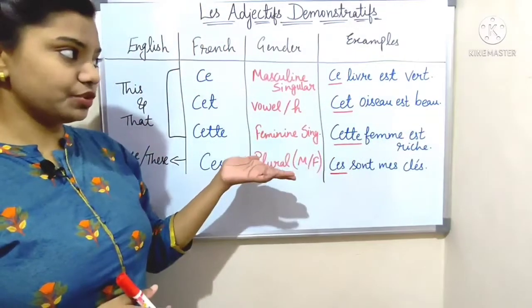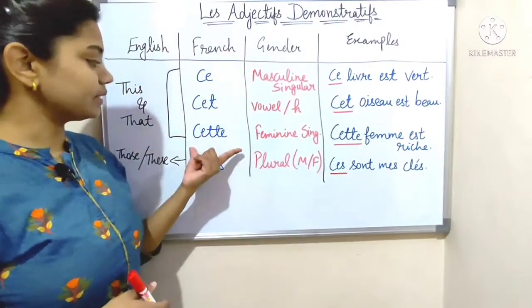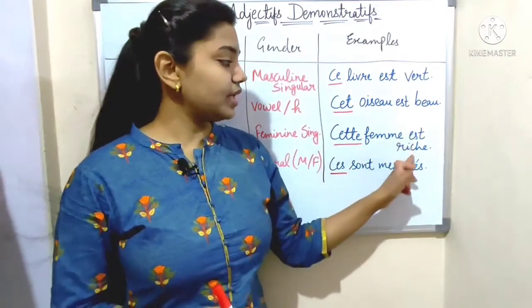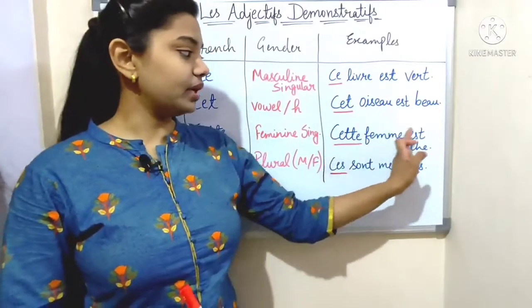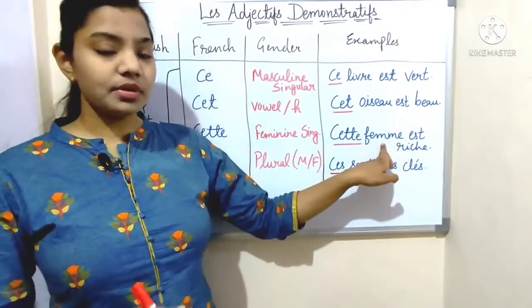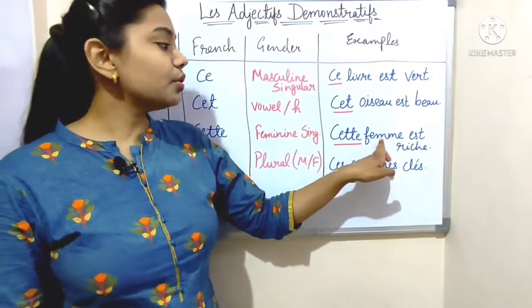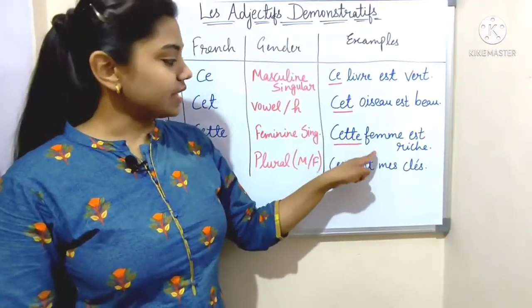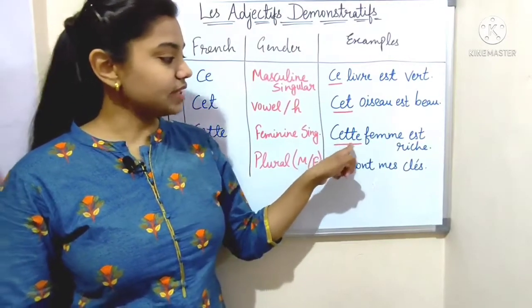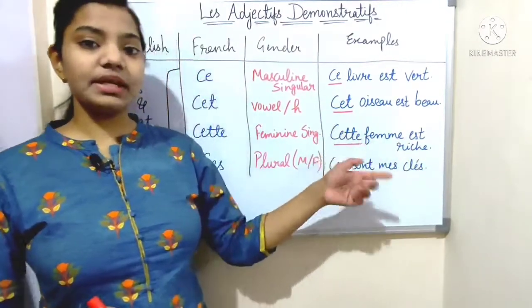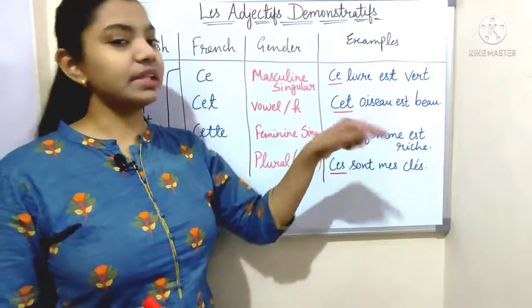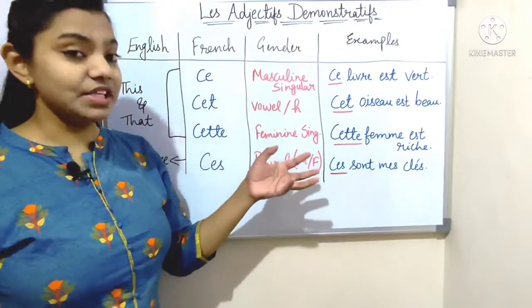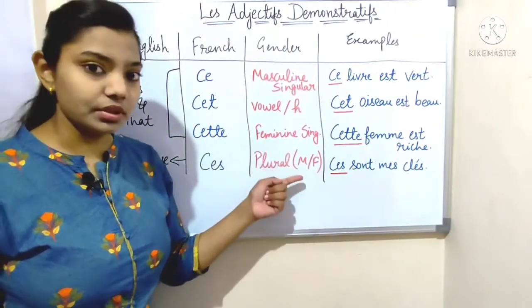This bird is beautiful. Now cette is used for feminine singular. Cette femme est riche. Here femme means woman. Femme is feminine as well as singular, so that's why we use cette. Cette femme est riche. This woman is rich, or that woman is rich. Cette is used for feminine singular.